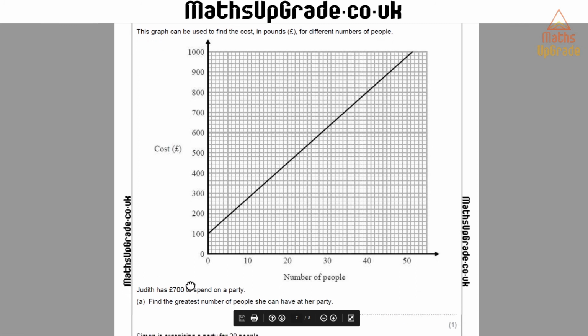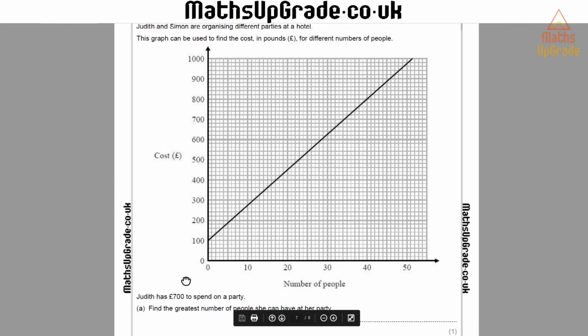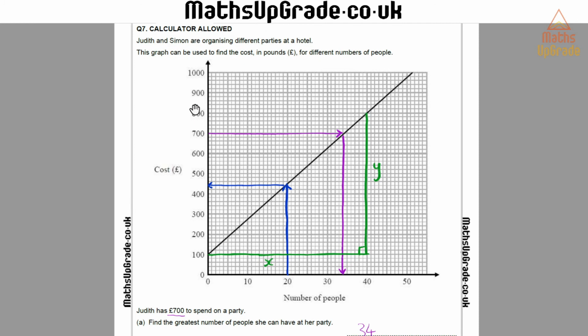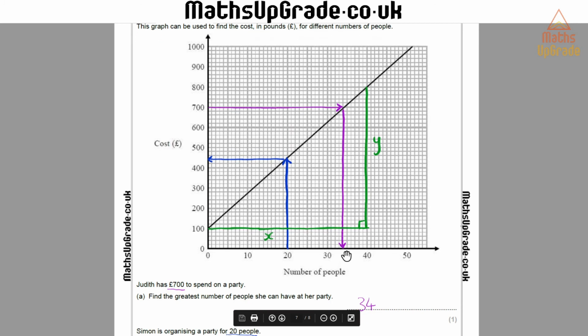Judith has £700 to spend on a party. Find the greatest number of people she can have at her party. So £700, let's find £700. Here's the pounds axis. £700 goes straight across and read off the value off the bottom axis. So that is going to be 34 people.